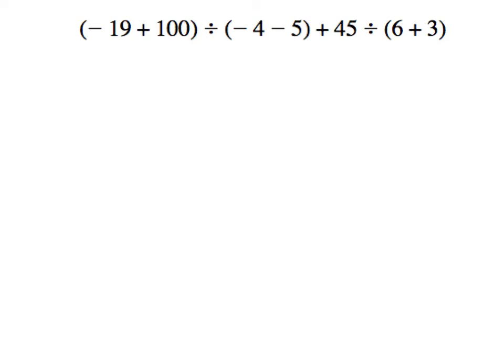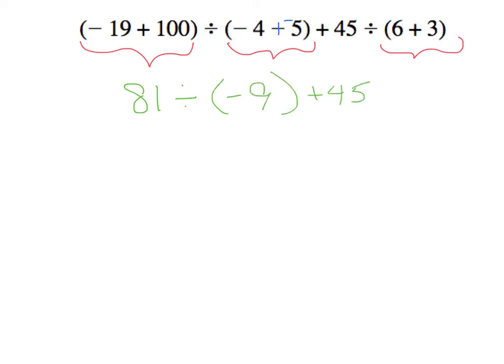So here's the big one. This kind of looks like it's going to be hard, but it's actually very easy. Let's look at our 3 sets of parentheses we first need to take care of. Negative 19 plus 100. So that's like you owe $19. You have 100. So this would become a positive 81 divided by. So now we want to look at negative 4 minus 5, which we can treat as negative 4 plus negative 5, which is negative 9, plus 45 divided by 9.